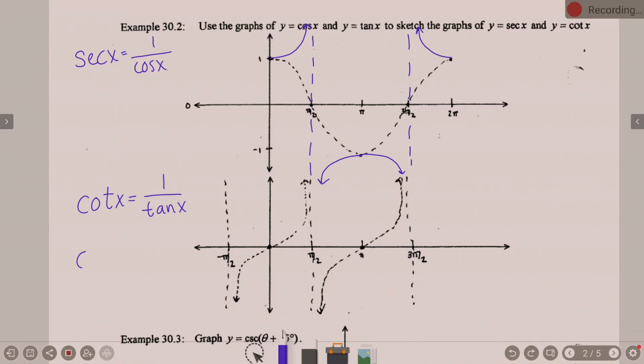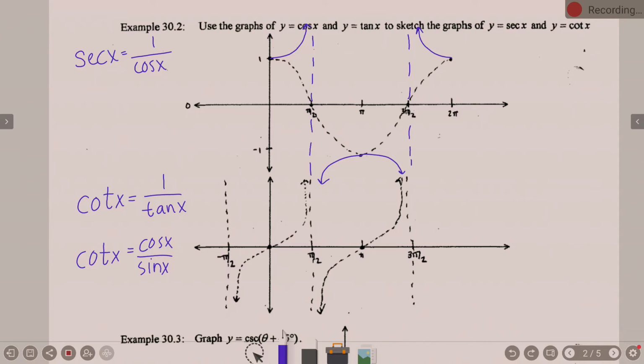What else do we know about cotangent? You could also think about it as cosine x over sine x. So we can either think when tangent equals 0 or when sine equals 0. Those now become asymptotes, right? And then when cosine equals 0, those are your zeros.